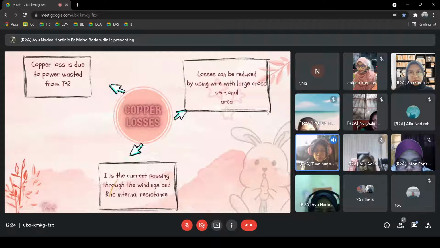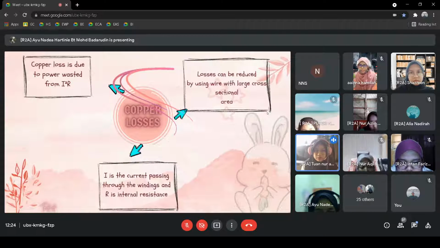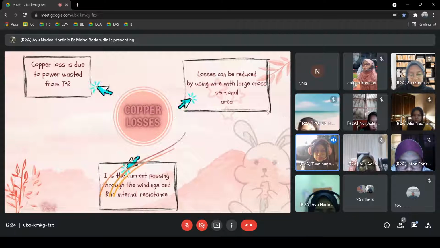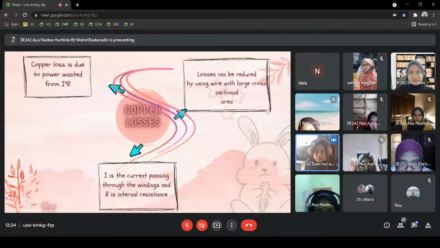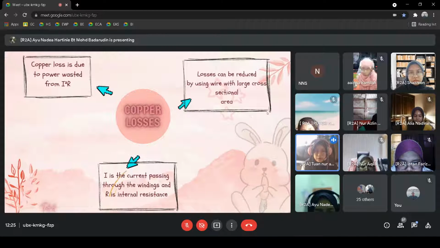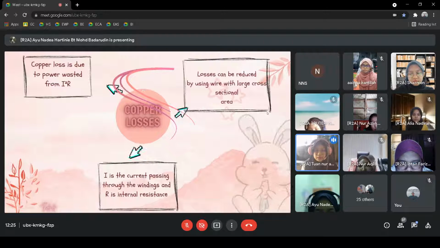Here we are going to see what actually happens in copper losses. Copper loss is due to power wasted from I squared R, where I is the current passing through the winding and R is the internal resistance. Losses can be reduced by using wire with a large cross-sectional area.